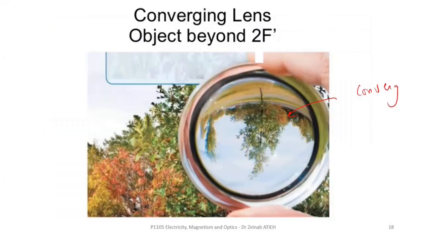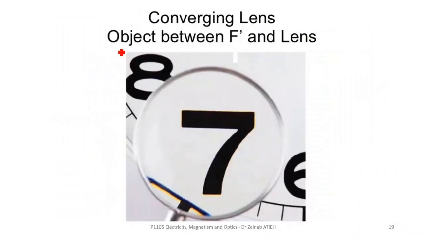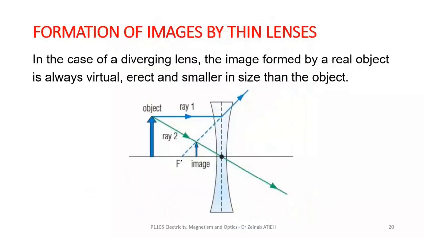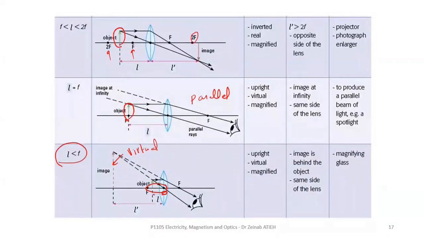This one also uses a converging lens, and the object is between F and F prime and the lens. I'm talking about this case. Here it is, between. This is for using something like a magnifier. So when the object is very close to the lens, the image is virtual, erect, meaning in the same direction, and magnified. So let's take a look.